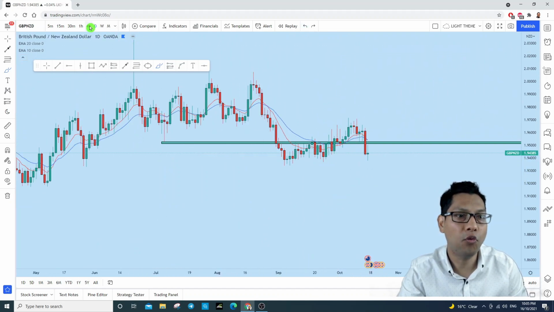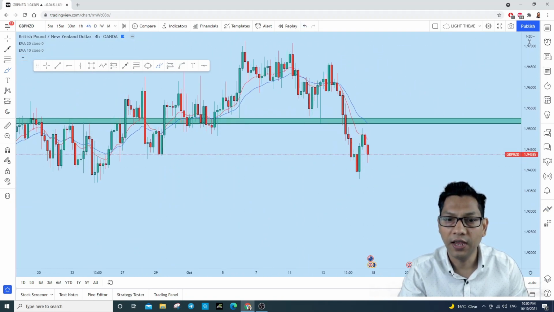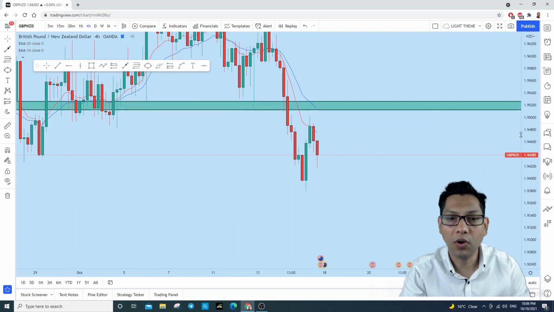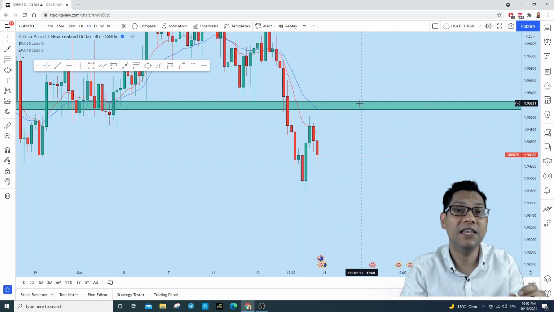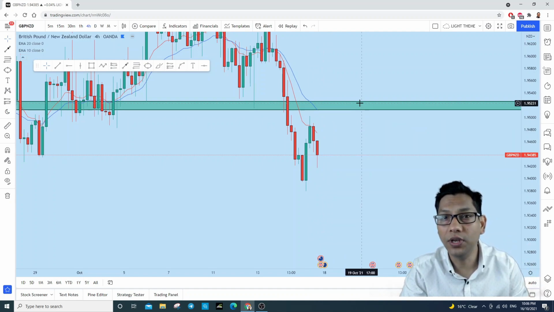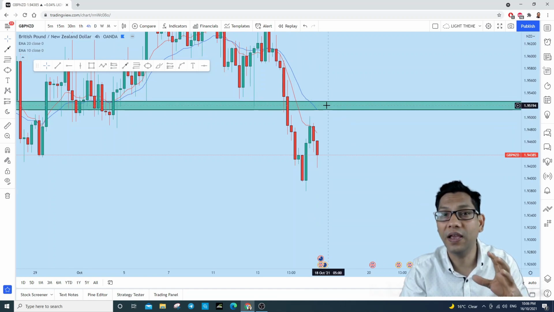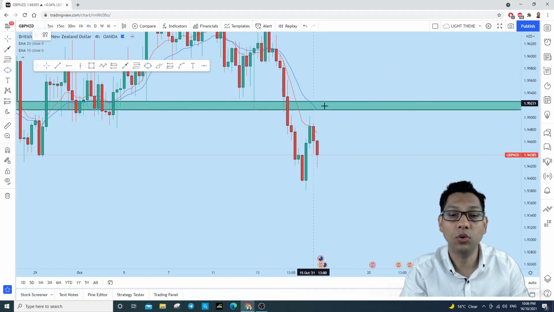Let's go down to the 4-hour time frame to see how we can trade from here. Now on the 4-hour, as you can see, this green area is the daily close, the daily liquidity zone, and there is also a 20 period moving average in this area, and that is what we will be targeting.